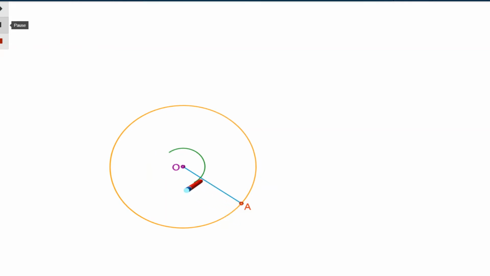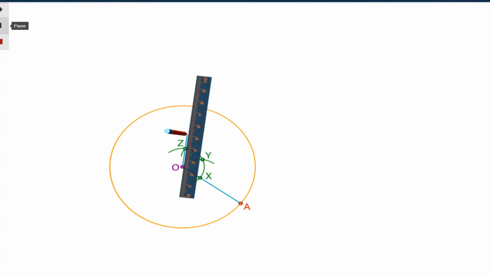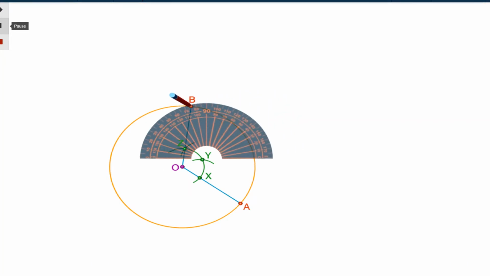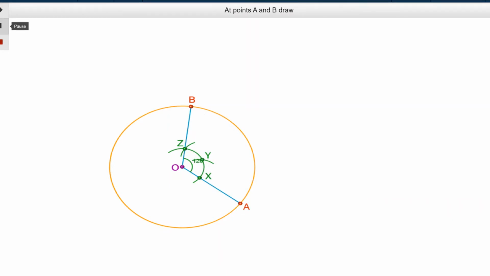With O as center and any convenient radius, draw an arc which intersects the line at X. With X as center and the same radius, draw another arc which crosses the first arc at Y. With Y as center and the same radius, draw another arc which crosses the first arc at Z. Now join OZ. Now this is 120 degrees, because arc XZ makes 120 degrees at the center O. So we have drawn 120 degrees at the center.